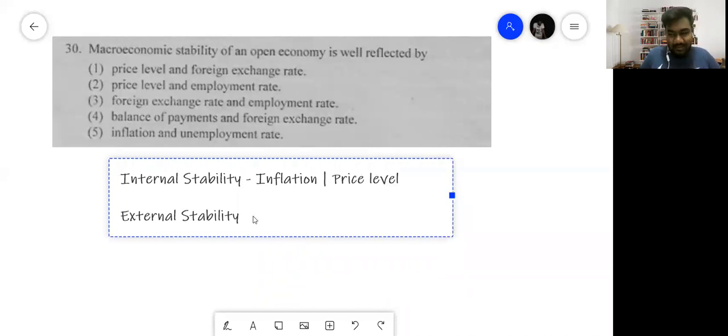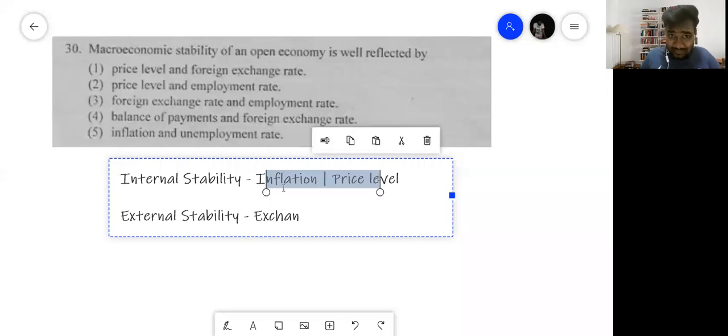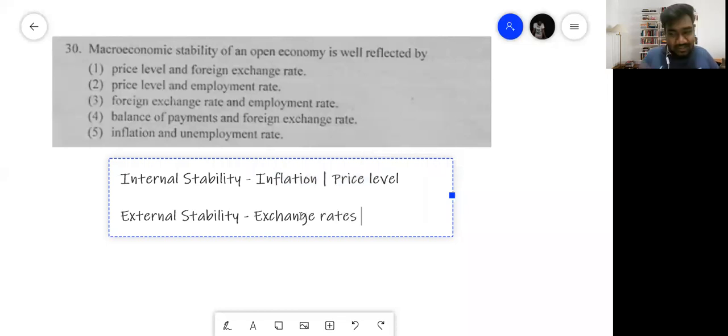And then external stability. How do you define external stability? It's your foreign exchange and your BOP. Which one is more dominant from the two? It's your exchange rate. For internal stability, you can even put employment, but the main factor is inflation. External stability, yes, BOP is also there, but the main factor is exchange rates, right? So if your exchange rates are stable, that means your BOP is also kind of okay. So external stability is measured using your exchange rate. Internal stability is measured using your inflation rate or your price levels.